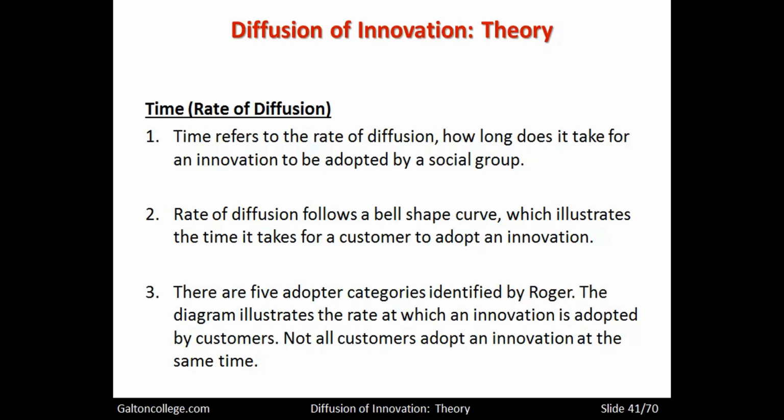Within this bell-shaped curve, there are 5 adopter categories. These were identified by Rogers. The diagram illustrates the rate at which an innovation is adopted by customers. And as I said earlier, not all customers adopt an innovation at the same time. It does have to move throughout the society at different rates. The idea will be accepted by some, rejected by others. Later it'll be accepted by the ones who previously rejected it, and so on. So it'll move at different rates throughout the society.